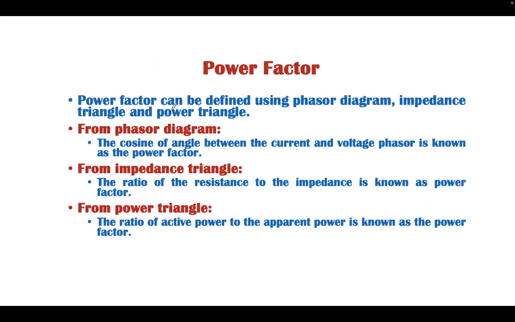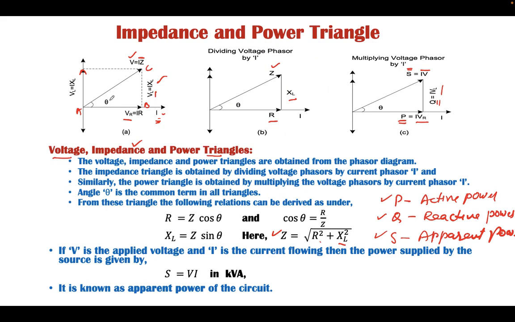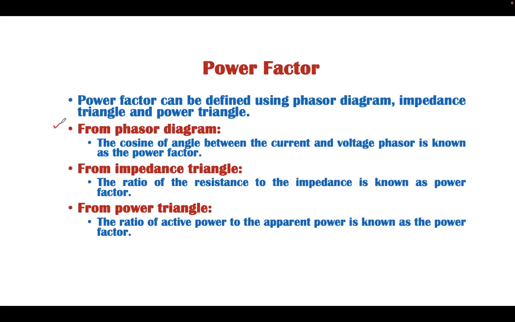Now, from these three triangles, theta can be analyzed according to the quantity used for these individual triangles. Considering the phasor diagram, the cosine of the angle between current and voltage phasor is known as the power factor, or simply cos theta, where theta is the angle between current and voltage. Then cos theta from the impedance triangle can be represented as cos theta equal to R by Z. Since this is R, this is XL, the resultant value is Z. This angle is theta. Resolving this component, we can find cos theta.